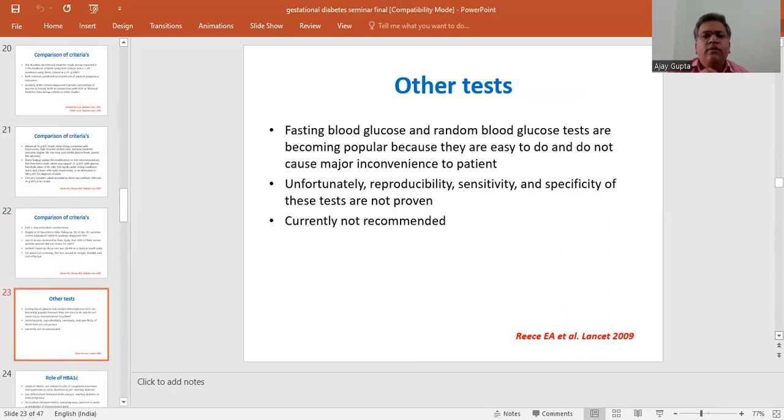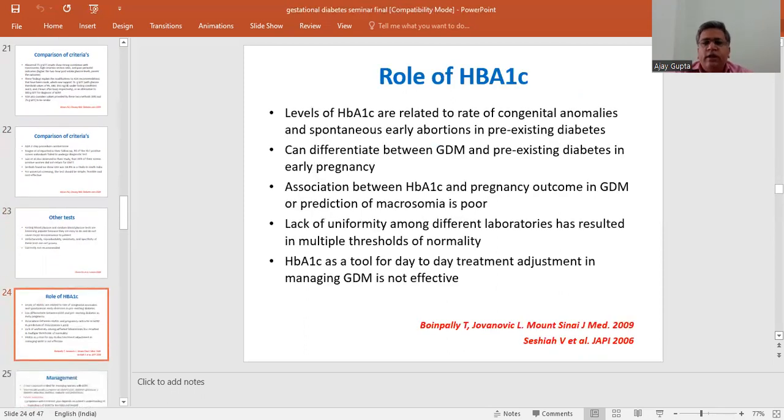Various other tests include fasting blood glucose or random blood glucose, which have become popular because they are easy to do and do not cause major inconvenience to the patient. Unfortunately, the reproducibility, sensitivity and specificity of these tests have not been proven. So currently they are not recommended for diagnosis of GDM.